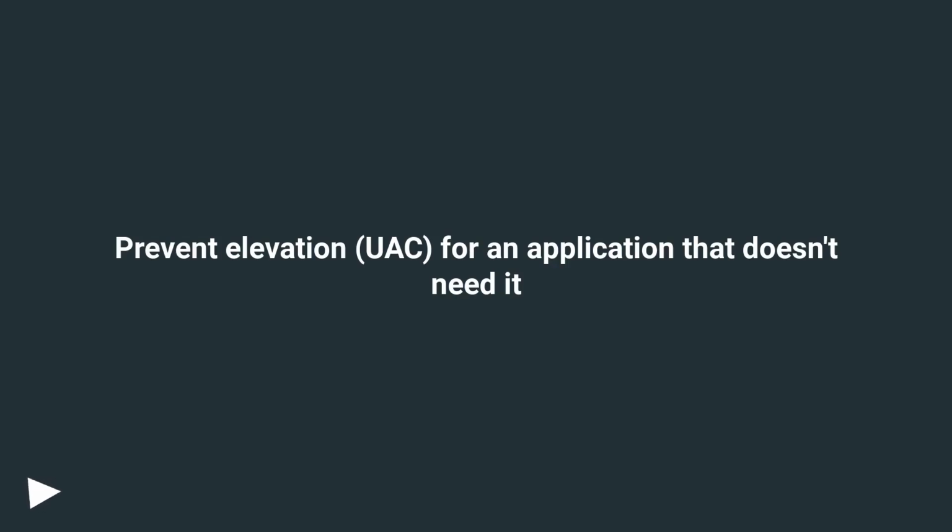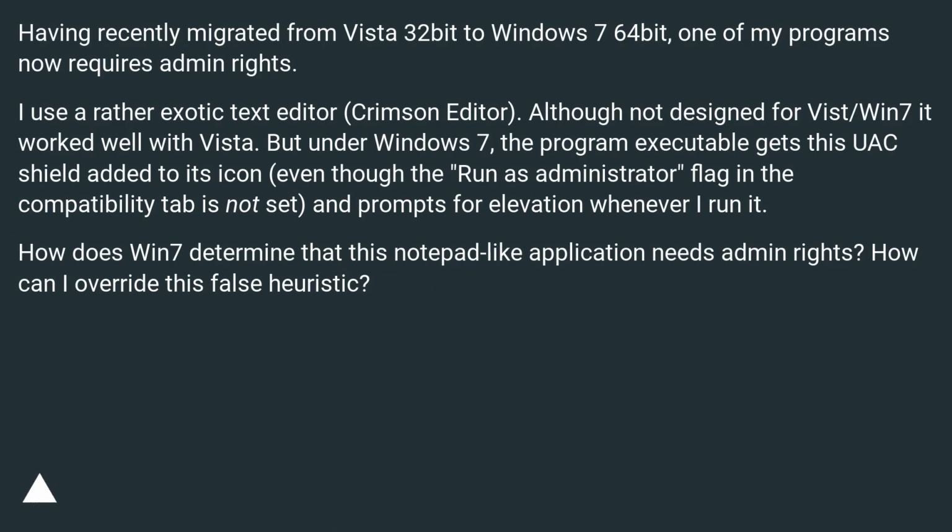Prevent elevation, UAC, for an application that doesn't need it. Having recently migrated from Vista 32-bit to Windows 7 64-bit, one of my programs now requires admin rights. I use a rather exotic text editor, Crimson Editor. Although not designed for Vista/Win7, it worked well with Vista.